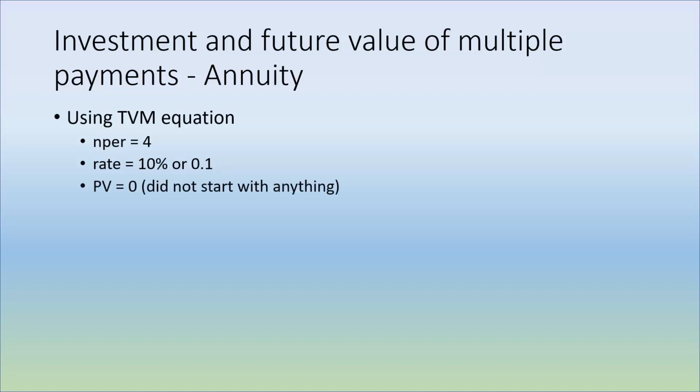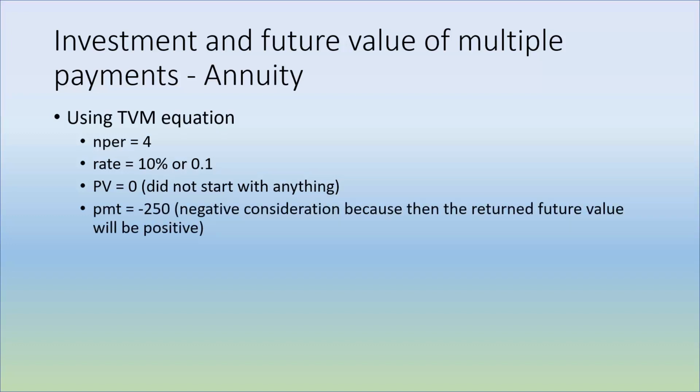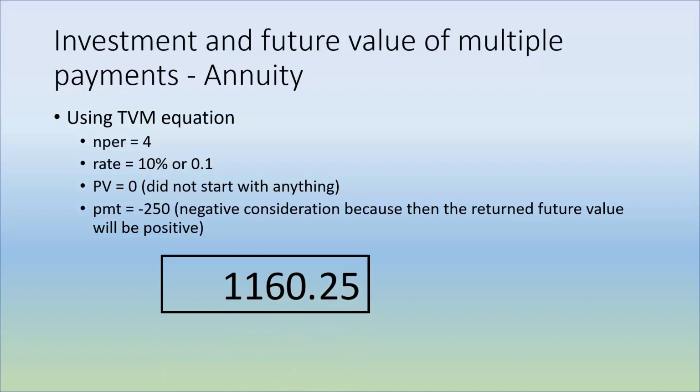Next, PV is 0. Since we did not start with anything, all we're doing is investing at equal points of time in between 1, 2, 3, and 4 years from the number line. Since we are investing this money, the payment will be negative. Remember, again, it's just a relative consideration because we want the final answer to be positive. We will use the PMTs to be negative to balance it out. That's the important thing here to remember. And the answer we get is the same, 1160.25.